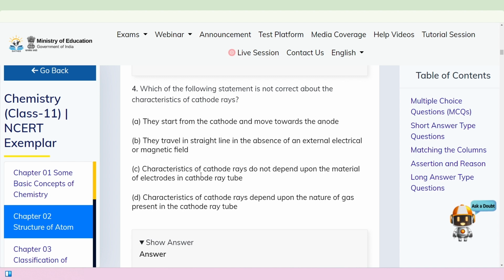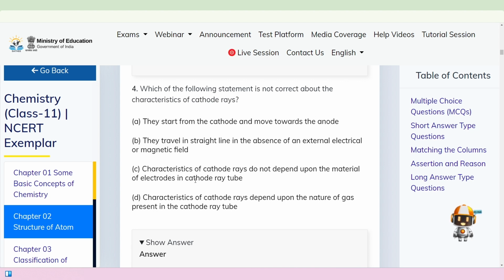Fourth question: which of the following statements is not correct about the characteristics of cathode rays? The first option says that they start from the cathode and move towards the anode. This is correct because they are negatively charged, and the anode is positively charged, so they move towards the anode. They travel in a straight line in the absence of an external electric or magnetic field. This is also correct. They always travel in a straight line, but in the presence of an electric or magnetic field, they do deviate.